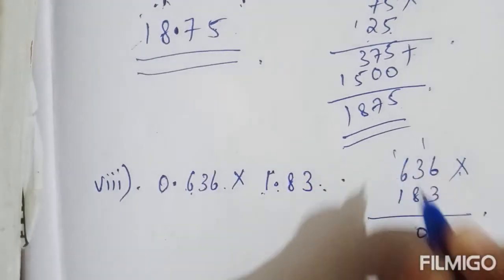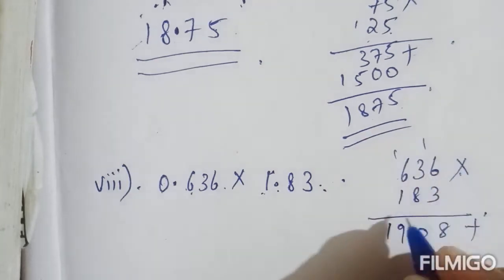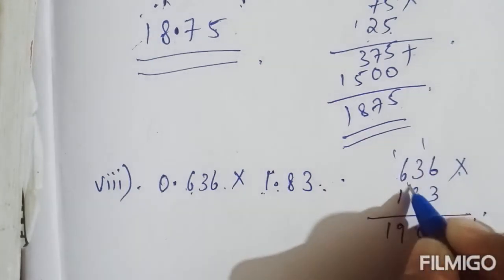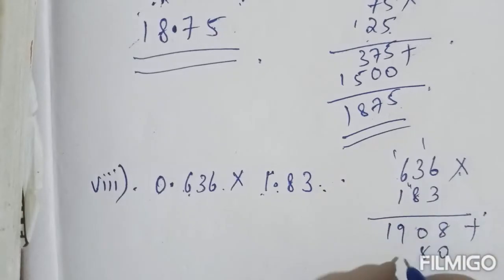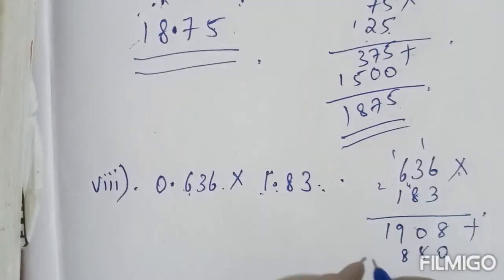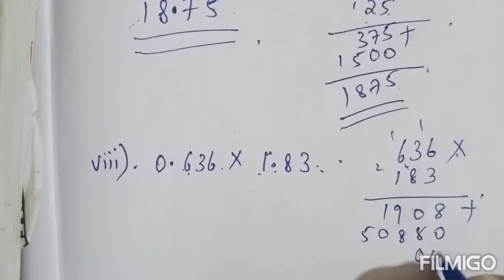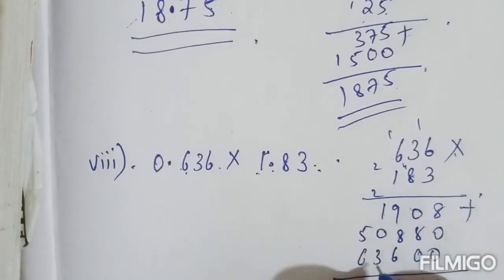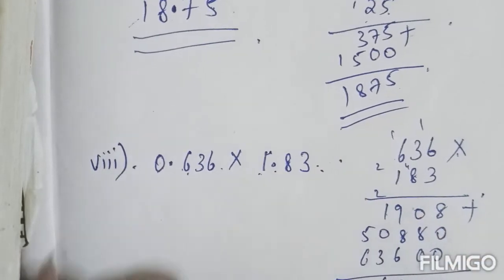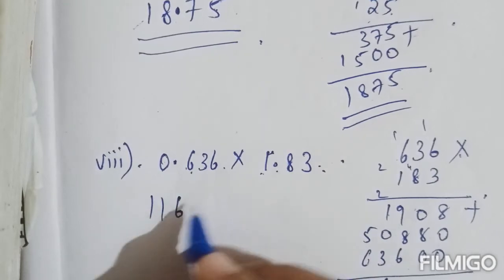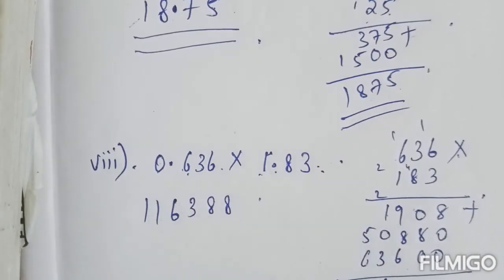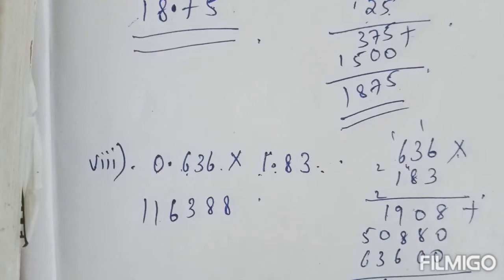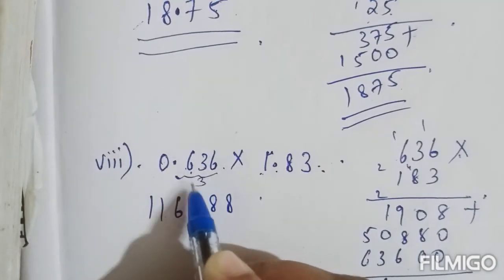18, 10, 19, now 48, 24, 28, 48, 50, 636, 8, 8, 14 plus 9, 23, 3 plus 3, 6, 11. We got 116388. Okay. Now after decimal point, here 3 digits are coming.